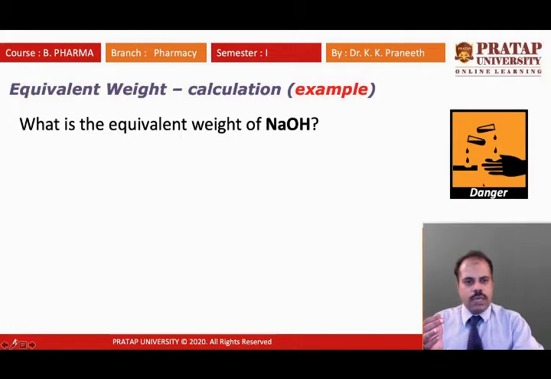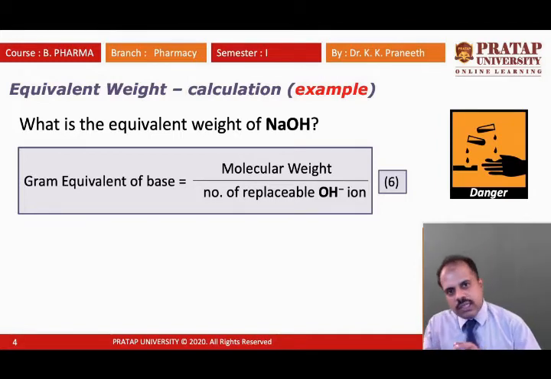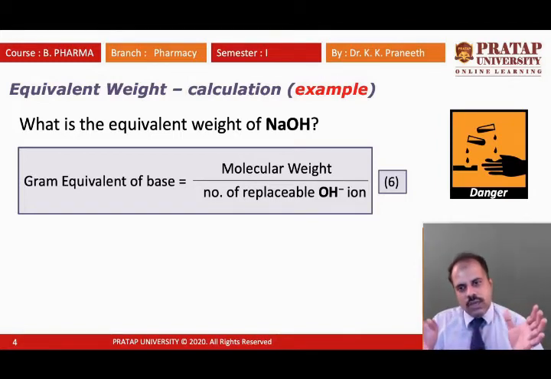Of course, the base sodium hydroxide is dangerous, so you have to be careful. It is corrosive, it can cause skin damage and lead to heavy pain. So, the gram equivalent of a base is the molecular weight of the base divided by the number of replaceable OH minus ions, hydroxide ions. In the case of an acid, it is the H+ ion; in the case of a base, it is the OH minus ion. It's the opposite.